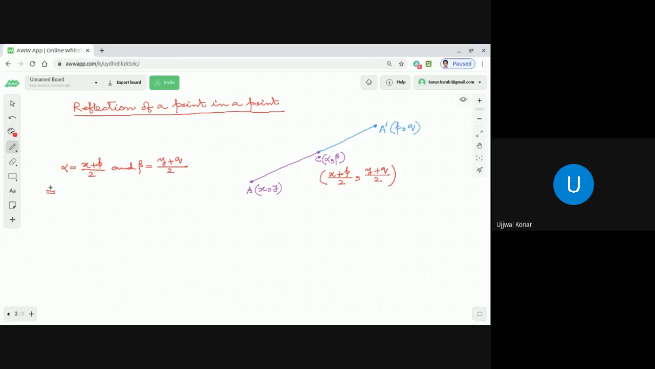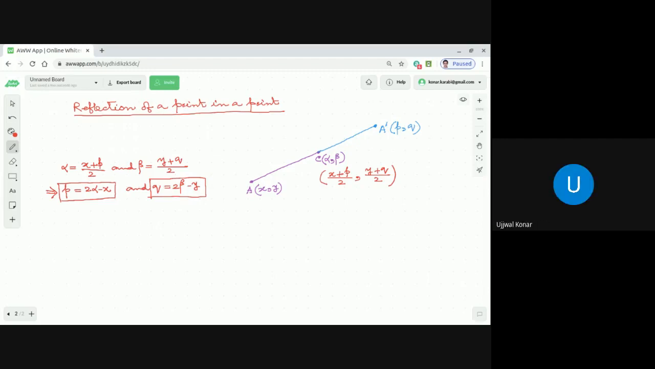And from here, what is our target? Our target is to find the value of p and q. So we find the value of p as 2 alpha minus x, and we get the value of q is equal to 2 into beta minus y. Clear or not clear? Absolutely clear. Great.